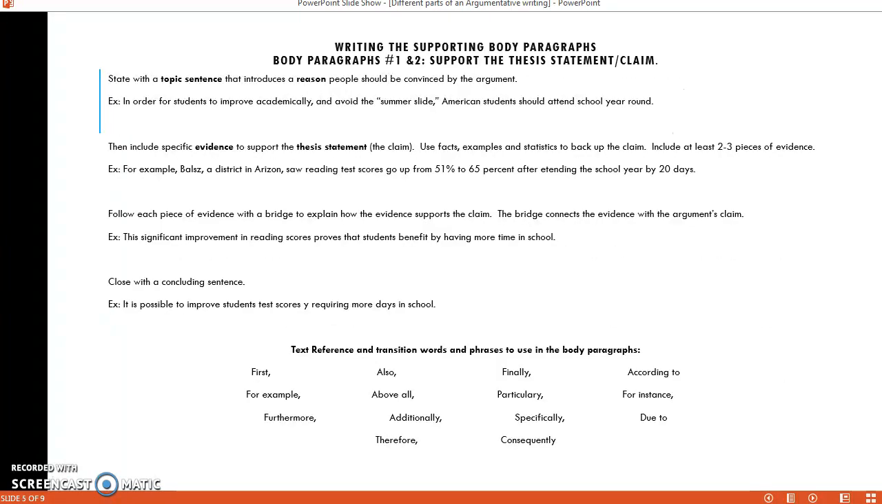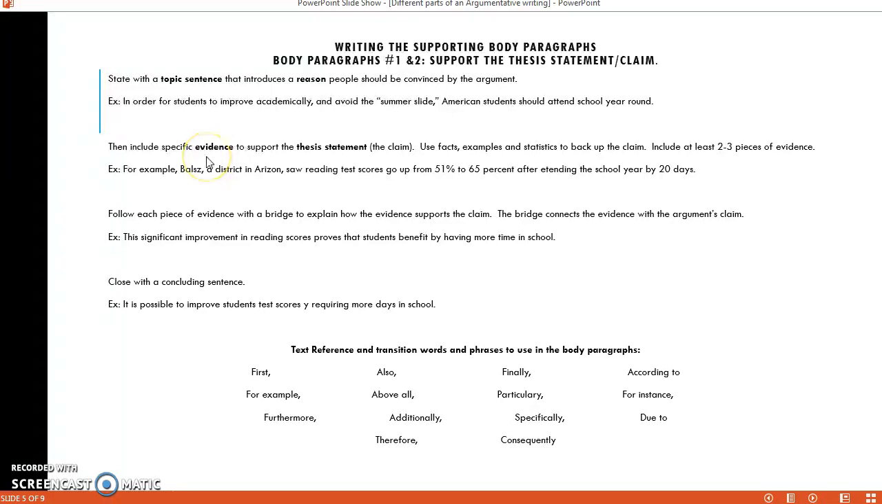Okay, when you're writing your supporting body paragraphs, this would be the template that you use for body paragraphs 1 and 2. This is when you support your thesis and or claim. So you're going to start with a topic sentence that introduces a reason people should be convinced by the argument. Example, in order for students to improve academically and avoid the summer slide, American students should attend school year-round. That is your thesis statement, okay? That you're saying, hey, students don't do well when they have the summer off. So that's your reason as well.